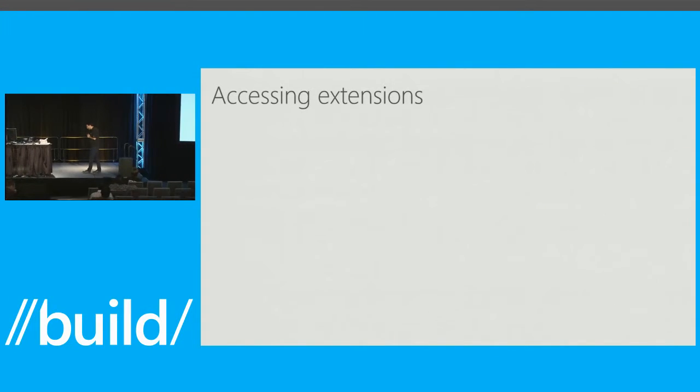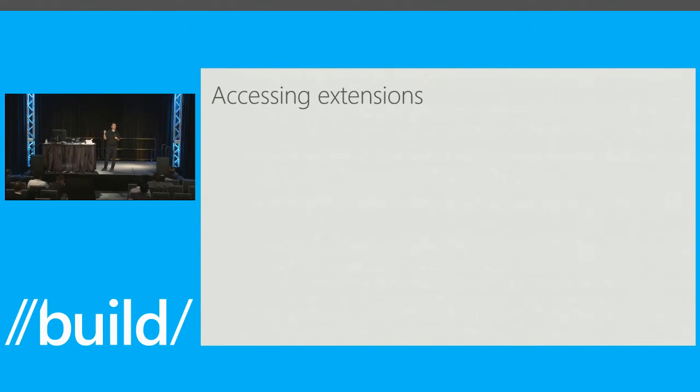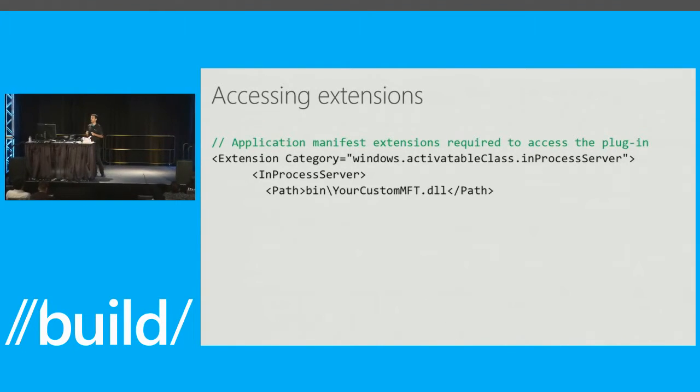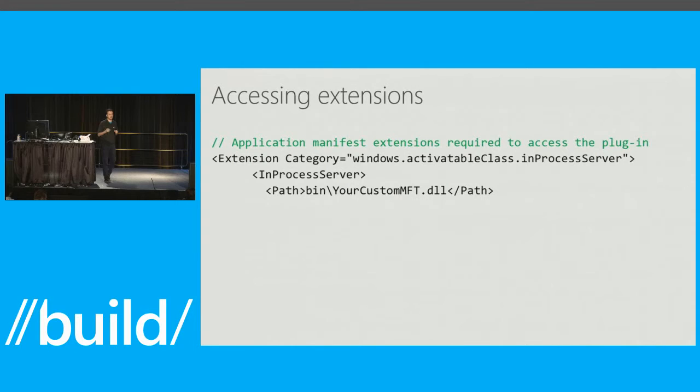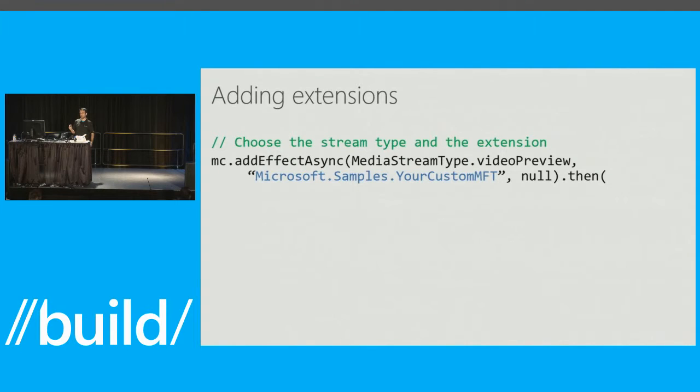Now, accessing these extension points is actually pretty easy. We're not going to talk about how to write one of those things. But if you have one, and we actually have samples for these extension points, the way you specify it is you go to the app manifest and declare the path for where the binary is living, in this case, your custom mft.dll, and then you give a name to it, right? Microsoft.samples.yourcustom.mft. And in the app code, all you've got to do is add to the manager with an add effect async call. The media type in this case is the preview.